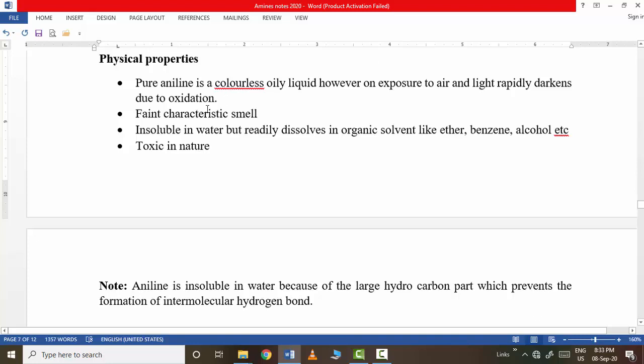It has a faint, characteristic smell. It is insoluble or sparingly soluble in water, but it is easily dissolved in organic solvents like ether, benzene, alcohol, etc. And they are also toxic in nature.